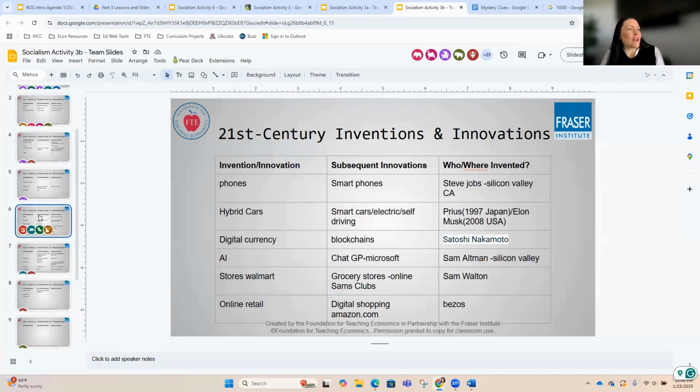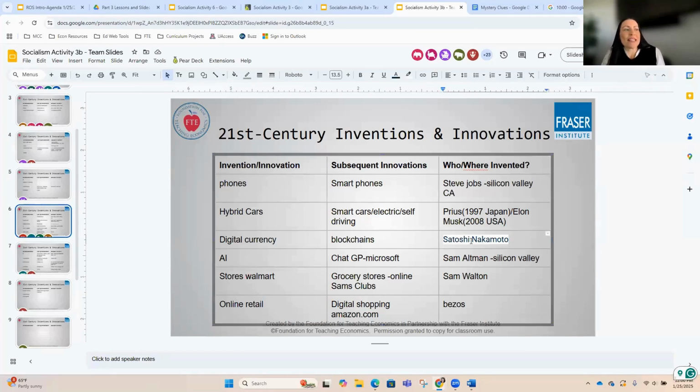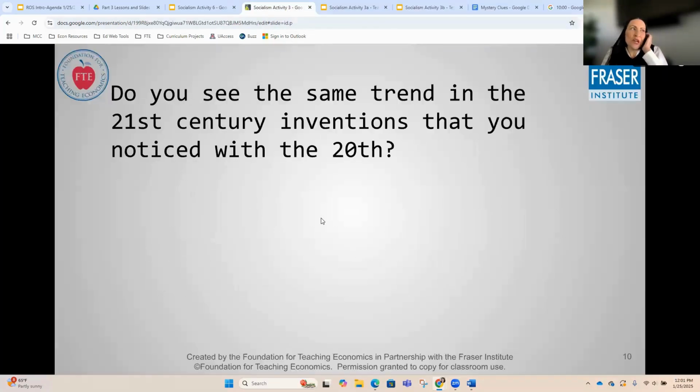And then we haven't seen group 6 yet. This is group 6. So look, several US inventions, looks like all of these except digital currency. Again, we have heard this name, Satoshi Nakamoto, but we weren't sure of, it's a kind of an anonymous person there.